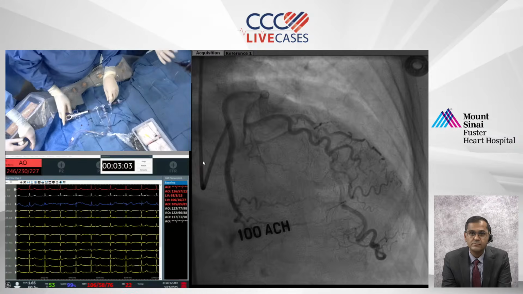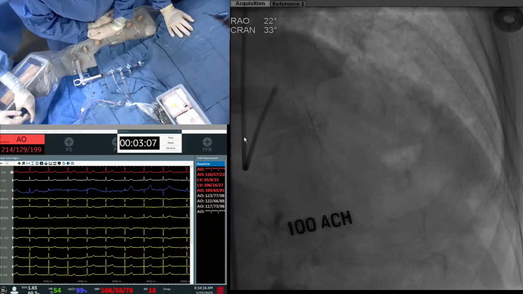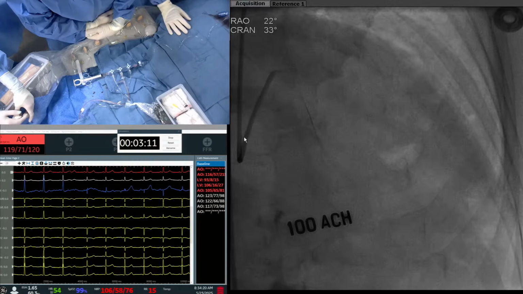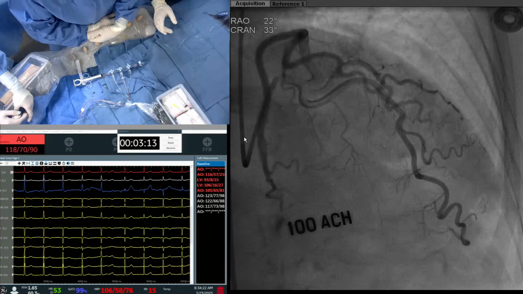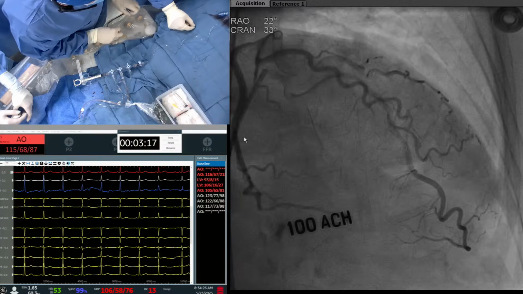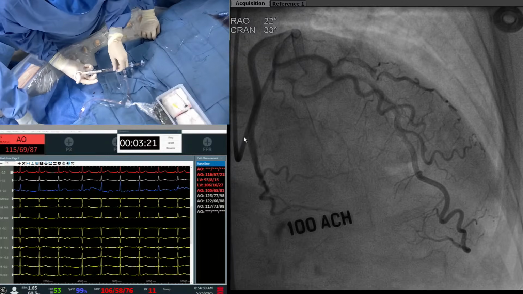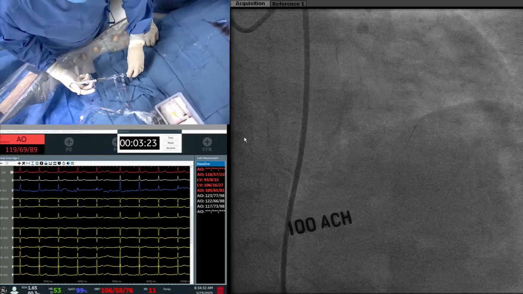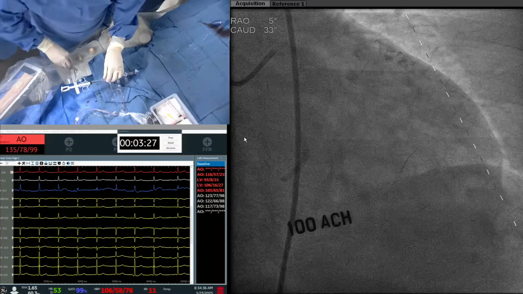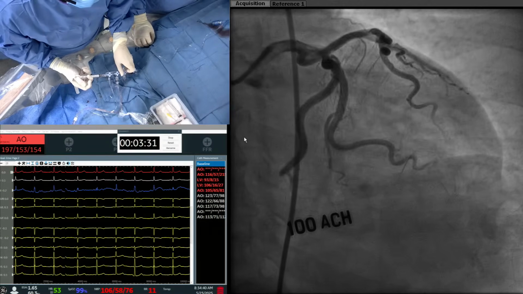So that's 100. That's pretty normal. I think there's no significant narrowing or spasm that you see, and the flow looks about the same as when you started. I agree. Sometimes what I will do is a caudal, so I'm not missing any circ disease or anything like that. Good. Yep.